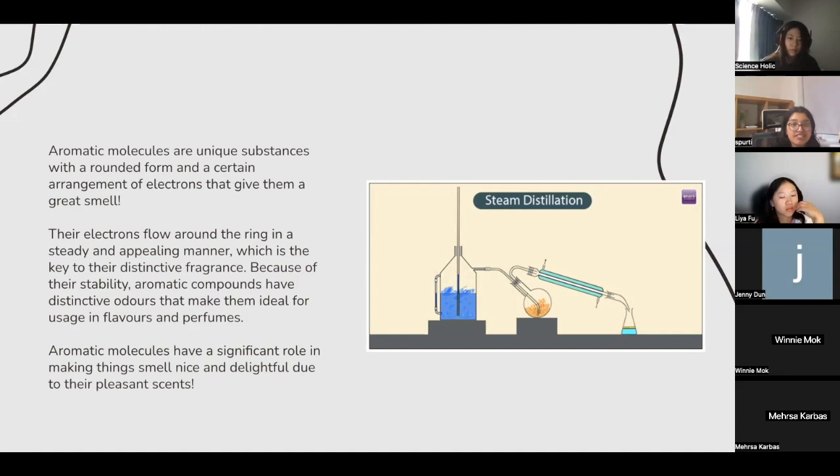Because of their stability, aromatic compounds have distinctive odors that make them ideal for usage in flavors and perfumes. Aromatic molecules have a significant role in making things smell nice and delightful due to their pleasant scents.